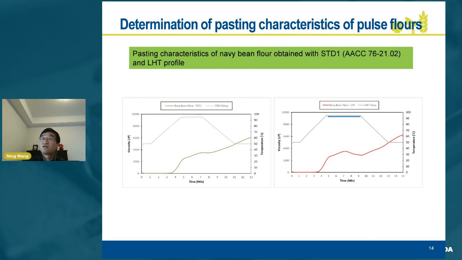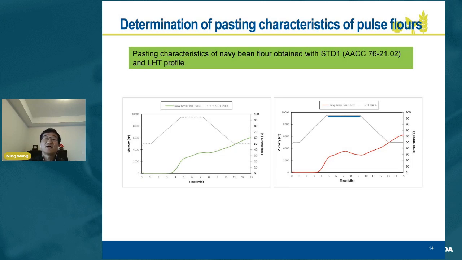Here we tested a variety of pulse flours, including peas, lentils, chickpeas, and faba beans, using the AACC method 76-21-02 STD1. On the left of this curve, we noticed an incomplete pasting curve for navy beans. You cannot see the characteristics clearly.